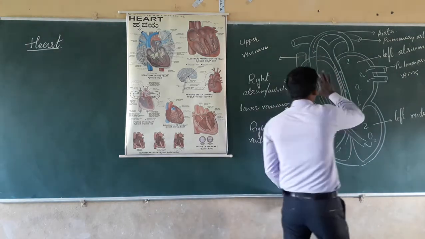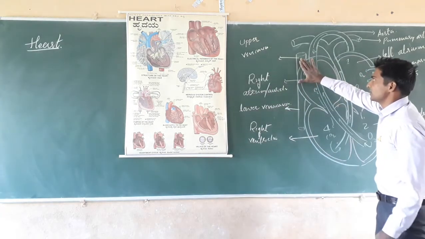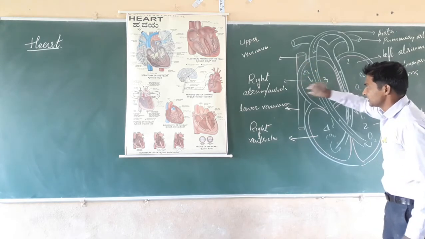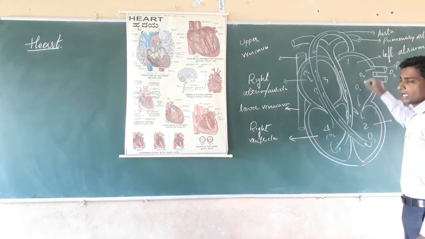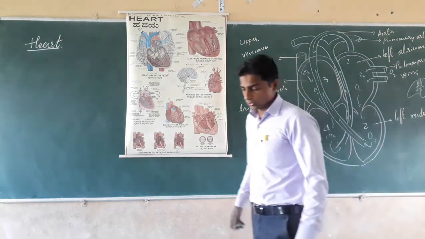At the same time, what happens? When the deoxygenated blood enters the right atrium, at the same time, the oxygenated blood from the lungs enters into the heart. See, once again I will tell you.